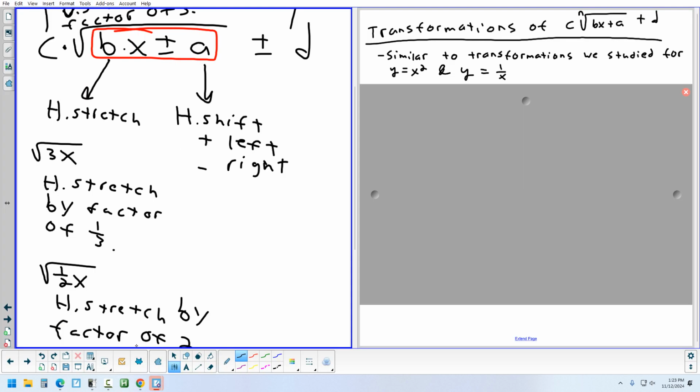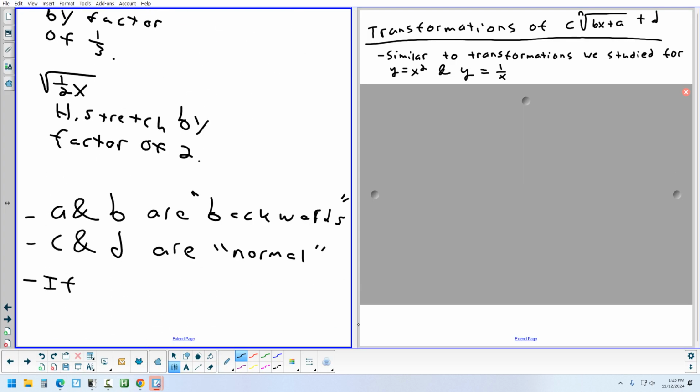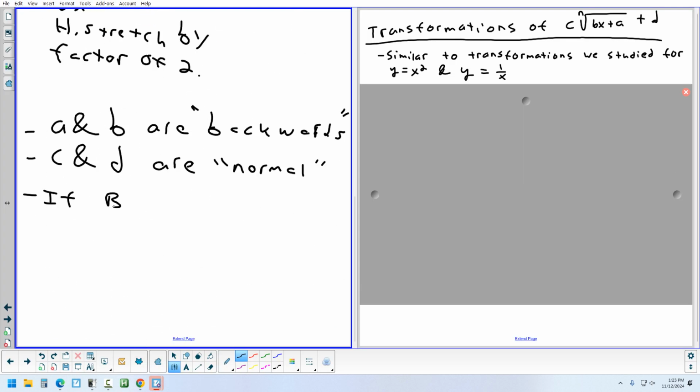If he's negative, I'm going to have to be in yours. Sounds good. I'll be right there. So if b is negative, get a horizontal reflection.